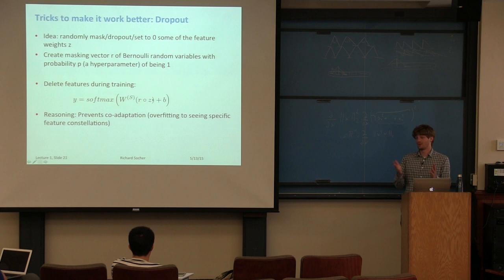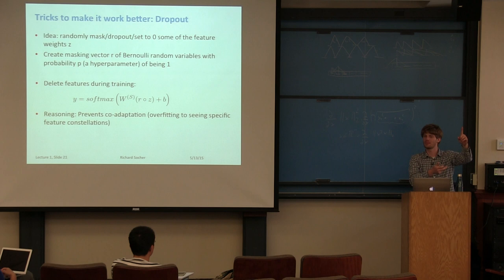So why do we do this? It prevents co-adaptation. If the model is very powerful, we could have a deep neural network here, but even for softmax, it could learn to see very specific feature constellations. Like only if I see exactly these three words that resulted in this number, and these three words here that resulted in this number, will I have exactly this combination. So this way it is much more likely to overfit. And if you delete some of them, the model can't overfit that well to the data.